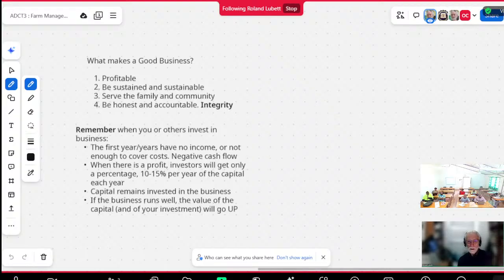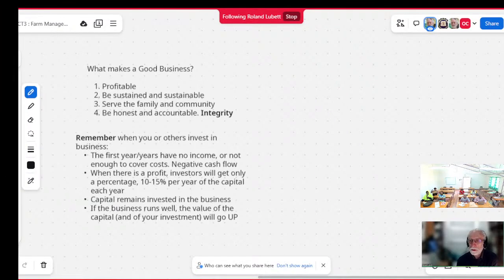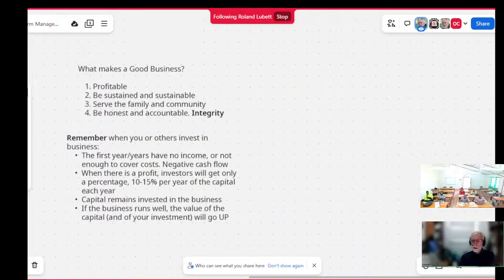We are looking at how others can invest in a business. If I want to invest in a business, what are some of the procedures to invest in a particular business? What are some of the steps?